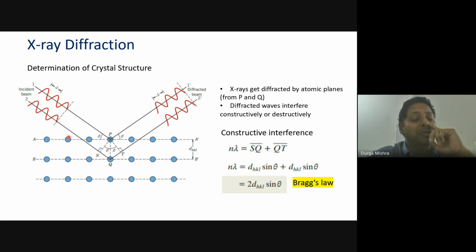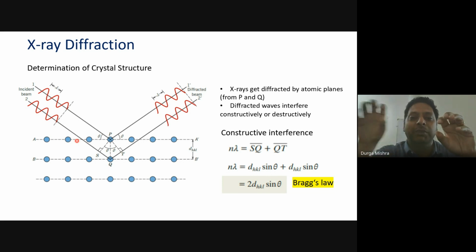Now, why are we calling it diffraction? Because the wavelength of the X-ray that we are using is of the order of the interatomic distance, or interplanar distance. In this case, the interplanar and interatomic distance are quite the same. But typically, whenever we talk about a diffraction process of electromagnetic radiation, the wavelength of the radiation should match at least with the distance between the scatterers.